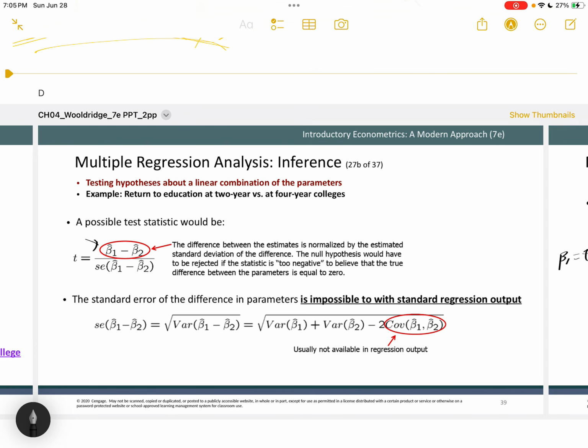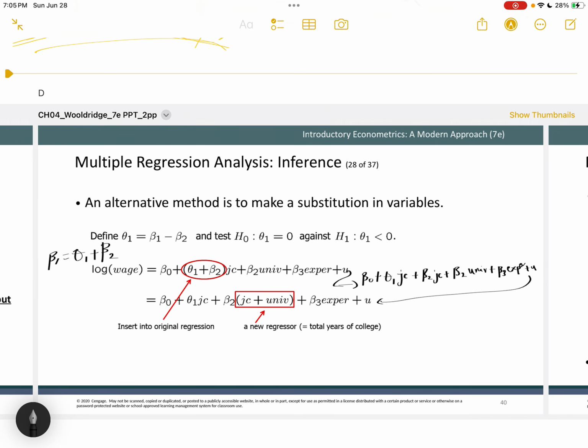Now, the issue with doing this is the calculation of the standard error. If you look at the t-test, it's easy to just take your beta 1 hat from the regression output, your beta 2 hat from the regression output, and subtract beta 2 hat from beta 1 hat. The numerator is easy to find. It's the denominator that's difficult to find, because in the output we don't have the covariance of the two betas. And so how do we do this? Well, the remedy, or the alternative method, is to make a substitution in variables.